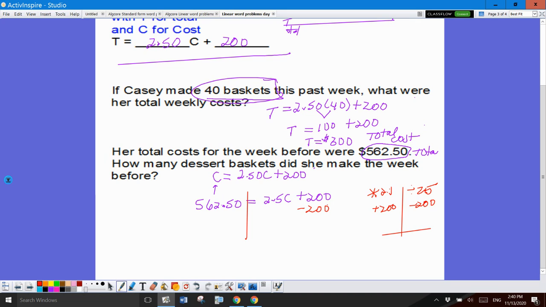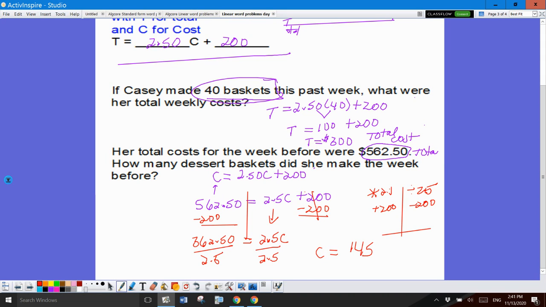Okay, let's see how you did. I'm going to subtract 200. That's gone. The 2.5 is going to drop. 562.5 minus 200 is going to bring me to 362.5. Okay, and hopefully you're like, hey, that last step is divide. So I'm dividing by 2.5. And I come up with a C of 145.